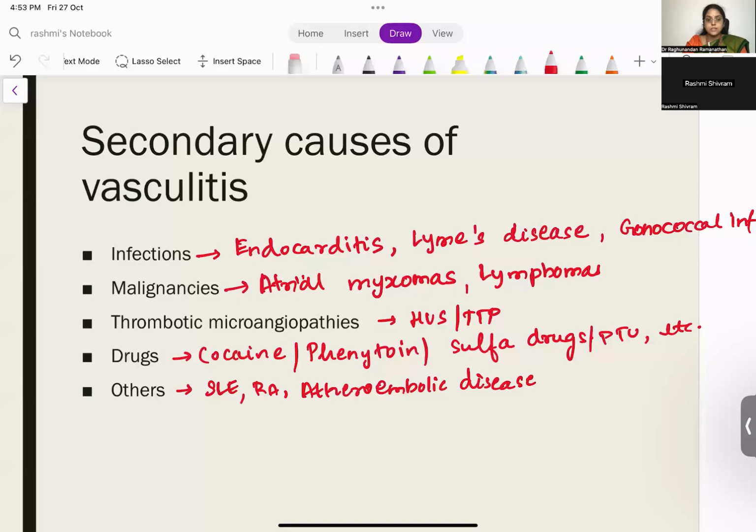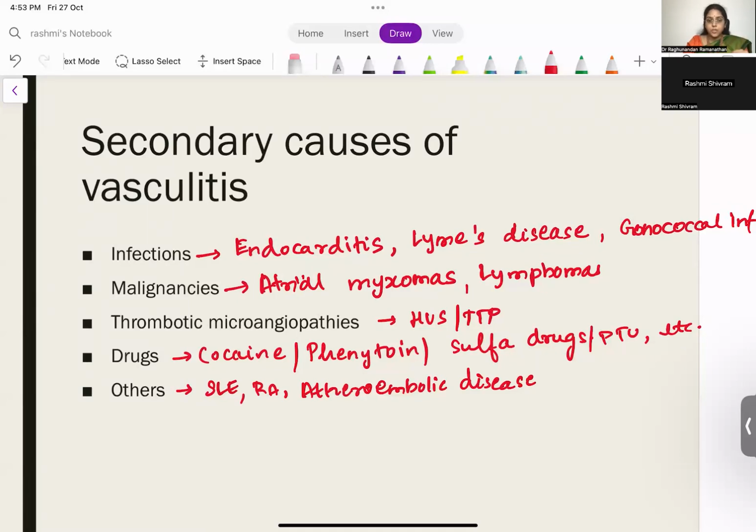Drugs and others. Sometimes in ICUs, they would be giving an inotropic infusion, like say noradrenaline, and the patient will have digital ischemia. Distal digital ischemia can be there. That is because of the effect of the vasopressors, so you might think that it is vasculitis. So this is a secondary cause of vasculitis. Noradrenaline infusion can also cause peripheral digital ischemia.